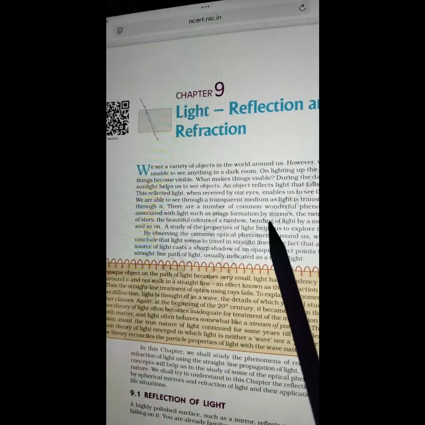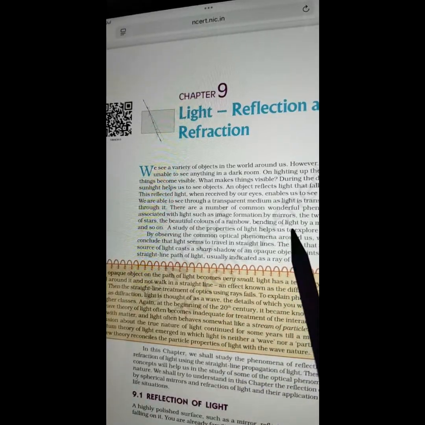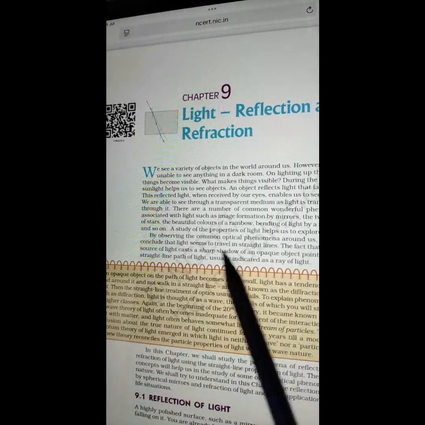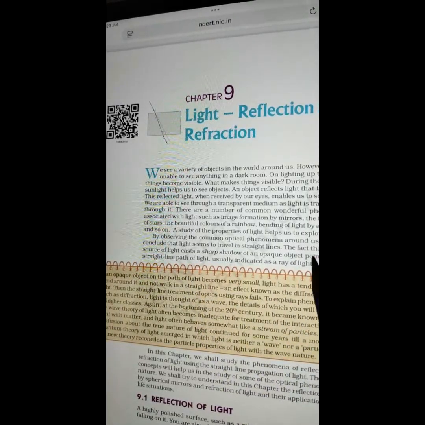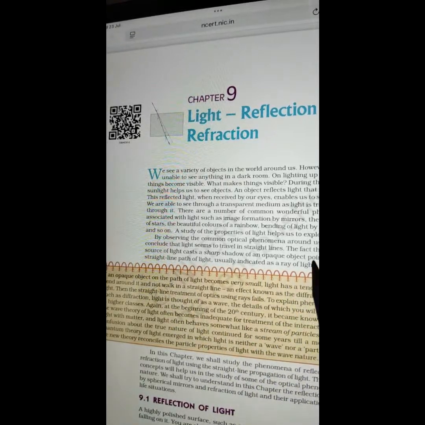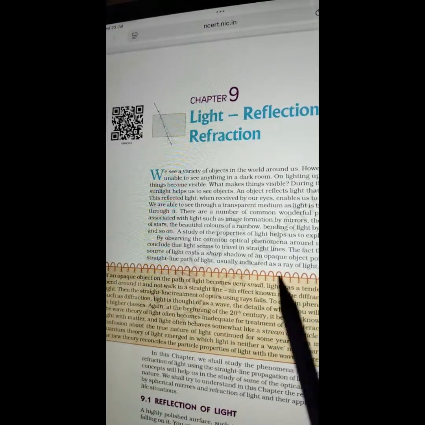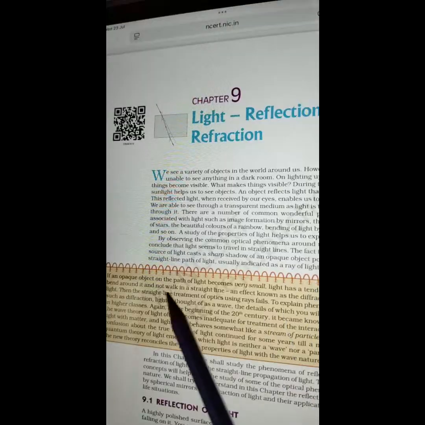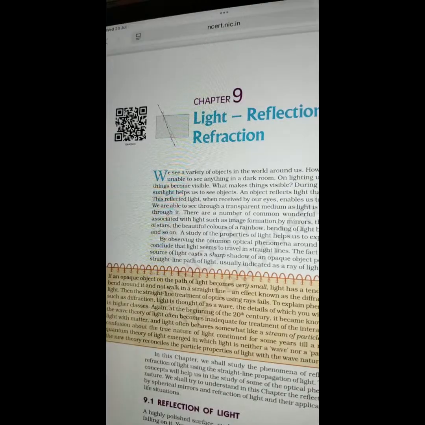There are a number of common wonderful phenomena associated with light, such as image formation by mirrors, the twinkling of stars, the beautiful colors of a rainbow, bending of light by a medium, and so on. A study of the properties of light helps us to explore them. By observing the common optical phenomena around us, we may conclude that light seems to travel in straight lines. The fact that a small source of light casts a sharp shadow of an opaque object points to this straight line path of light, usually indicated as a ray of light.